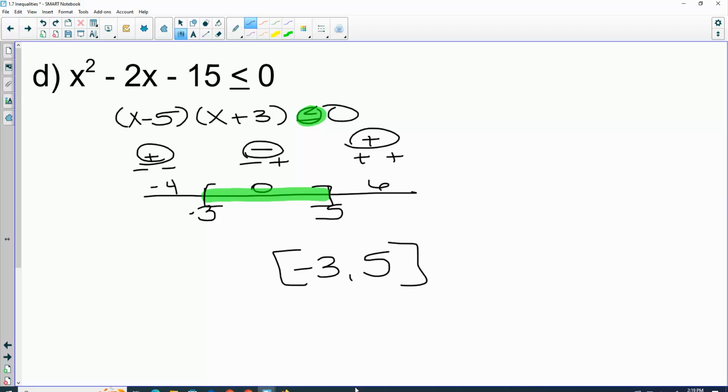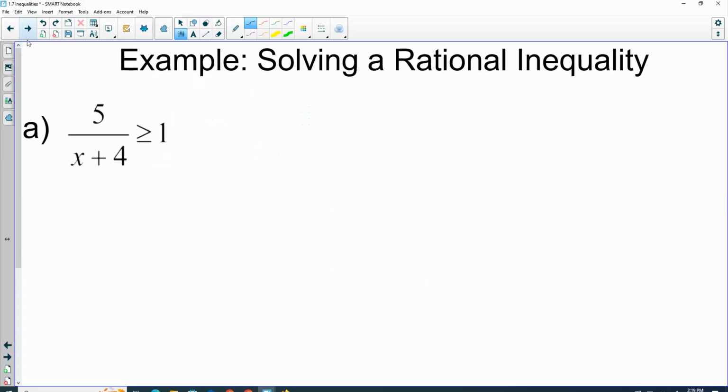So that's where we ended yesterday. We were doing these quadratics. Today I want to look at some rationals. So let's take a look at one.